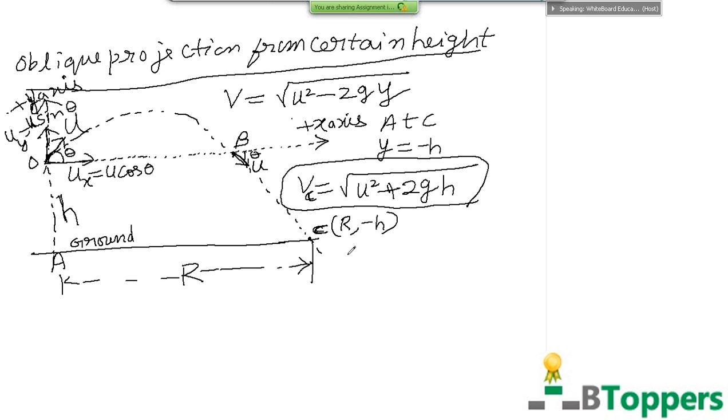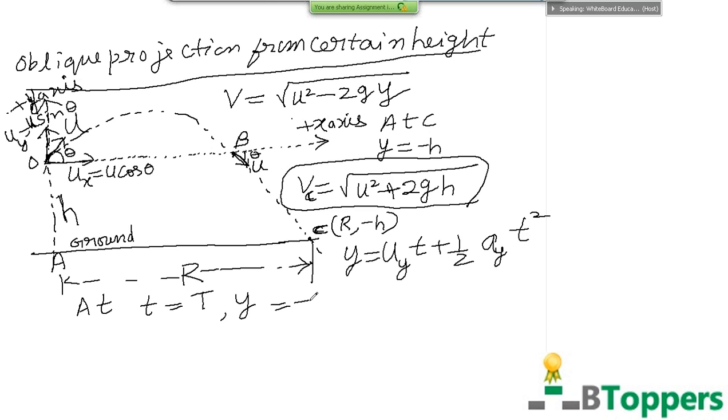Then, coming to the calculation of the time taken to reach the ground, we use the equation s equal to ut plus half at square. For motion in the vertical direction, if capital T denotes the time taken to reach the ground, small t equals capital T, and we can write y equal to minus h. So you can substitute here y equal to minus h, uy into capital T, and acceleration in the vertical direction, ay equal to minus g.